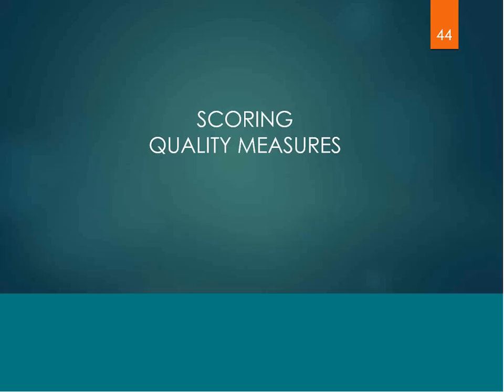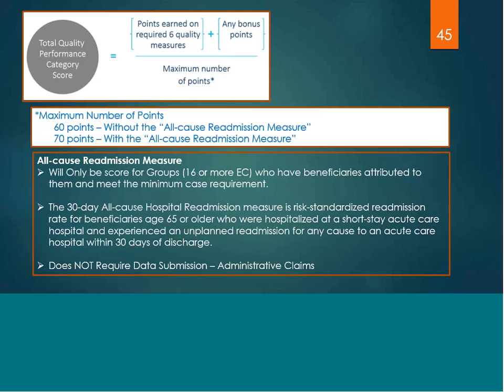Moving on to scoring the quality measures. Your total quality performance category score is derived by taking the points that you've earned for the 6 quality measures, adding up any bonus points, and then dividing it by the maximum number of points. Now, that's going to vary between 60 points or 70 points, and that is due to the all-cause readmission measure.